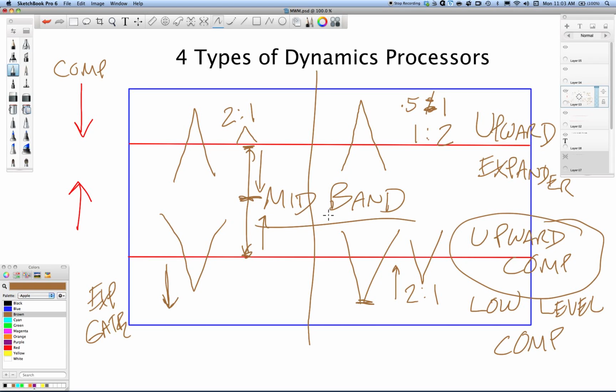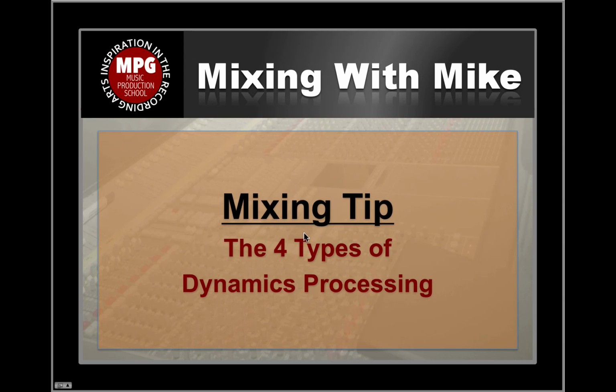So the tips that follow this will go through some of the different types here, and you'll get to see more information about what the different types of processors are. So there you have it. Those are the 4 different types of dynamics processors.